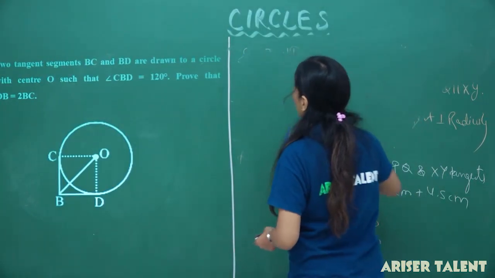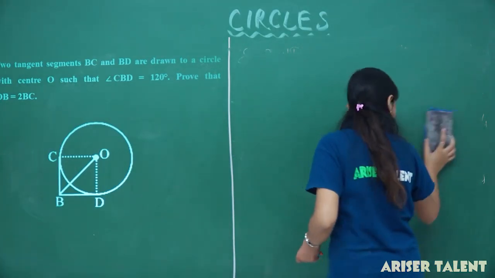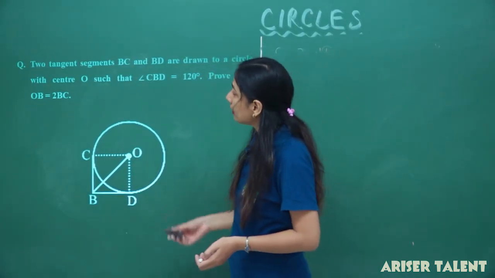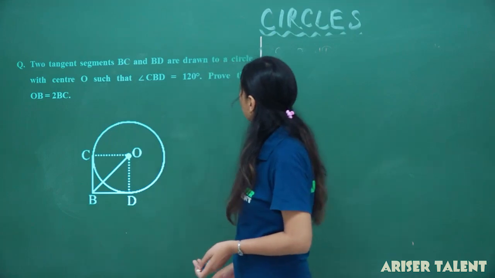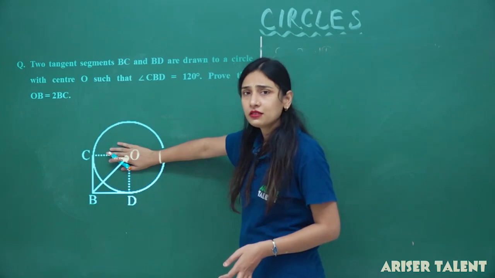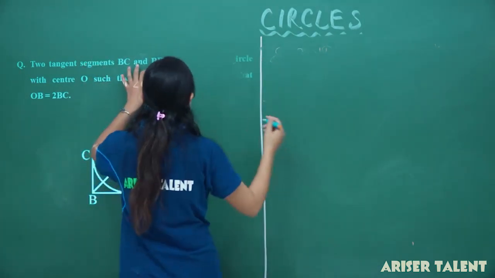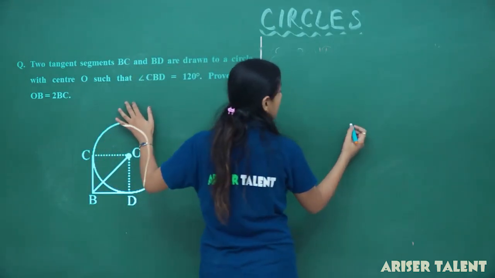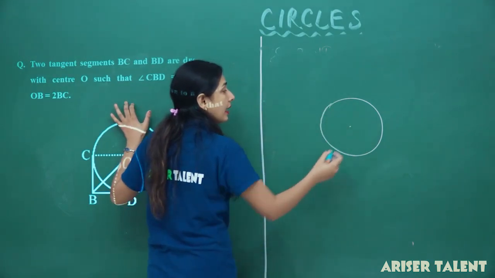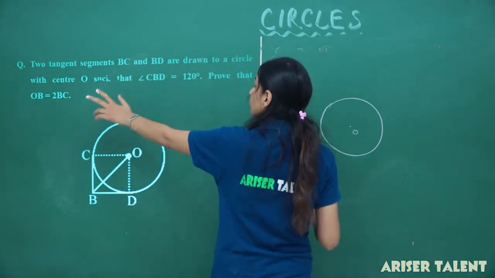Here. We have to prove, again the prove thing. So after two questions, we are going to prove something. So what do we have to prove? Two tangent segments BC and BD are drawn to a circle with center O. Suppose we are not having the diagram here. How will you understand the question? So, this is a center and this is a circle and this is O. Now, it is saying BC and BD are drawn as tangents.